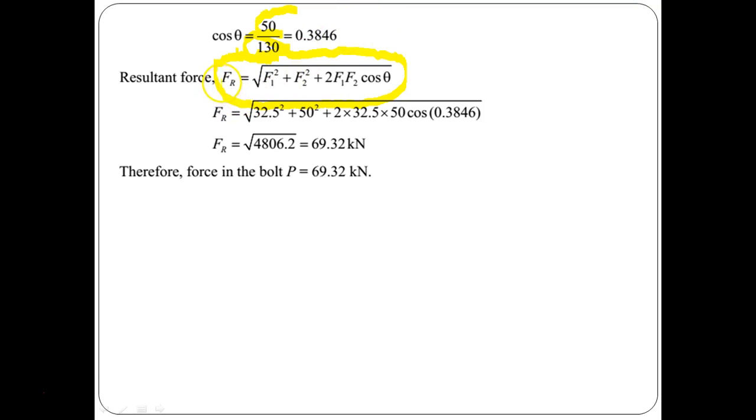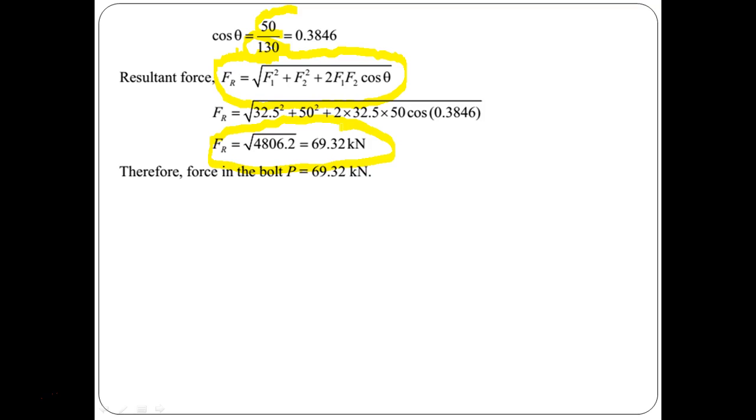From there we can easily calculate if we insert the values of F1 and F2, and lastly cos theta. F1 is the force due to direct load, and F2 is the force due to moment, which we have already calculated. If we insert these values, we get 69.32 kN. That is the final force in the bolt, 69.32 kN. So option B is correct.